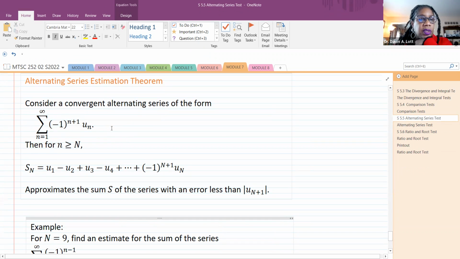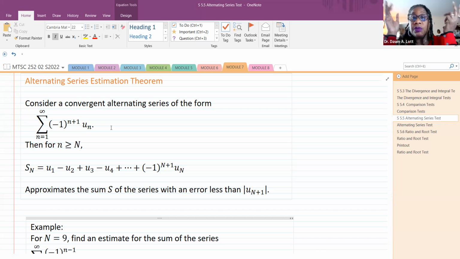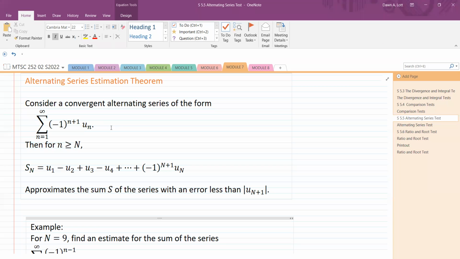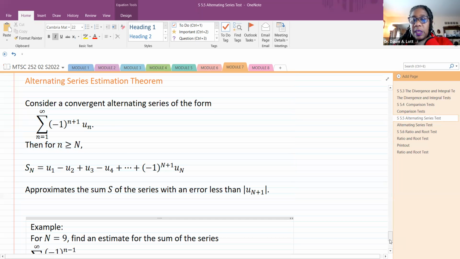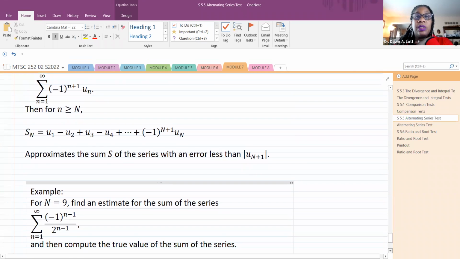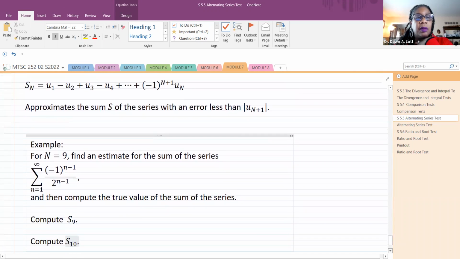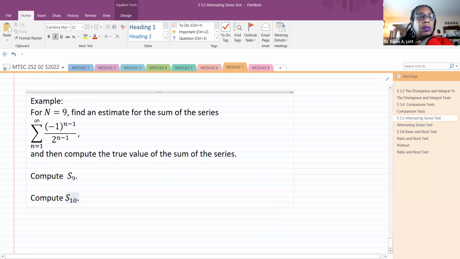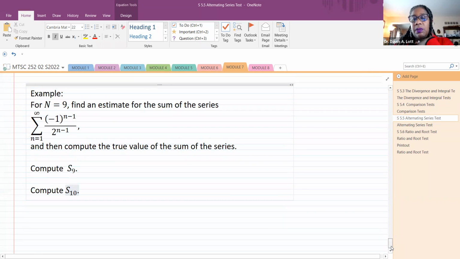So we already know the series converges. If it converges, that means sometimes we can find the sum. Which two series can we always find the sum of if they're convergent? Geometric and telescoping. Good. So we can actually get an approximation to an alternating series if it's convergent, and this is how we do it. Let's find S9. This is the series that I want to do.